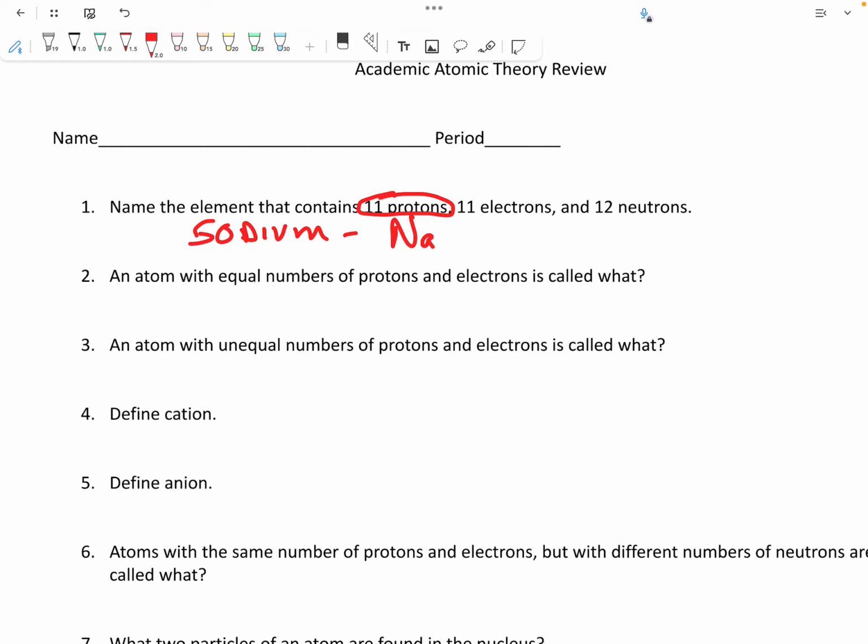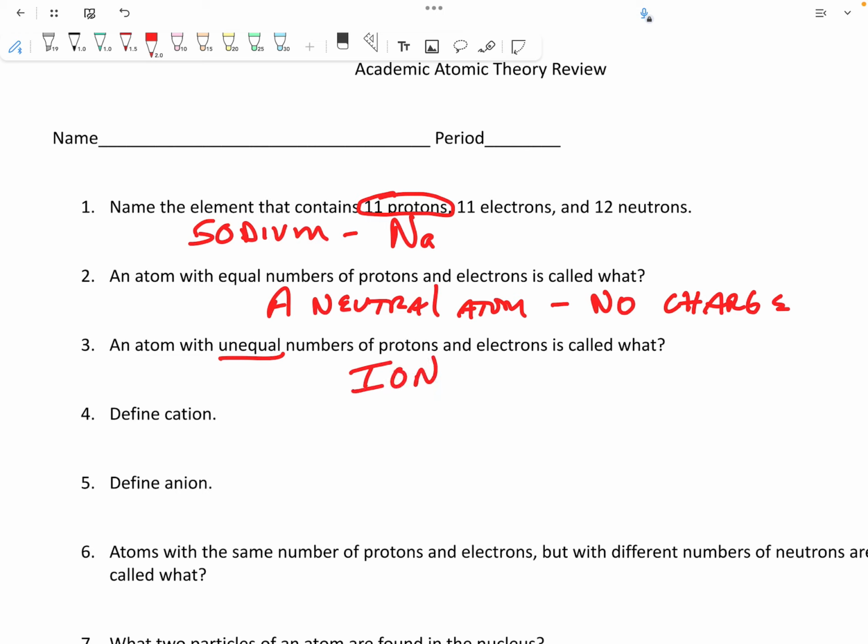element is. Number two, an atom with equal numbers of protons and electrons is called what? A neutral atom. Okay. There is no charge to that atom. All right. Number three, an atom with unequal numbers of protons and electrons is called an ion. That's important. Unequal number. If they're the same, there's no charge. It's a neutral atom.